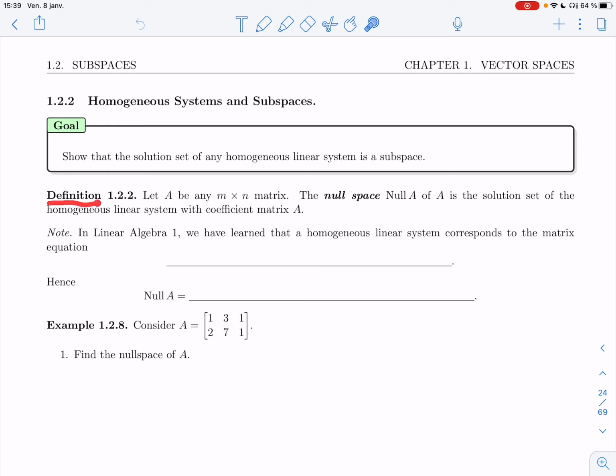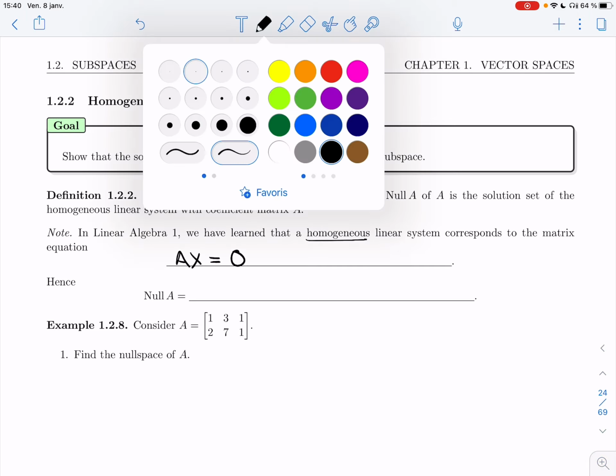So first, definition 1.2.2. I'm going to take A to be an m by n matrix, and I want you to think of this as the coefficient matrix of your linear system. We'll call the null space of A, null of A, the solution set of the homogeneous system with coefficient matrix A. If you recall from linear algebra 1, a homogeneous linear system corresponds to the matrix equation AX equals B, but since I've added homogeneous here, the constants are 0, so A is the coefficient matrix.